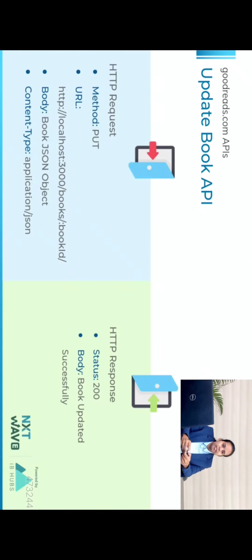In this case, the HTTP method is PUT. As we understood, for the update request, the HTTP method is PUT. Coming to the URL, it is localhost:3000 and the path is /books/:bookId. And coming to the body, the body will contain the JSON object, which will have the details that we want to update. Then coming to the content type, since we are sending a JSON object in the body, the content type will be application/json. This is regarding the HTTP request.